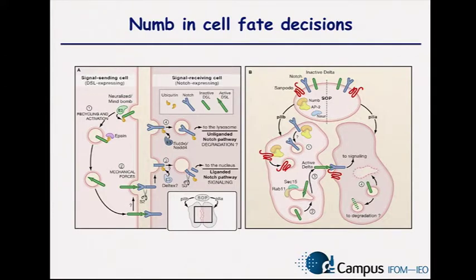NUMB does a very simple thing in many systems. It partitions asymmetrically at the mitosis of a cell whose progeny will undergo different fate. So in this case, NUMB was isolated originally in a developmental system in Drosophila in a particular cell called the sensory organ precursor that gives rise to the bristles, which are the sensory organs of the Drosophila. It doesn't matter very much. The bottom line is that when this cell, the sensory organ precursor, divides, you see the NUMB goes to one pole of the cell, and so it goes only into one of the progeny.